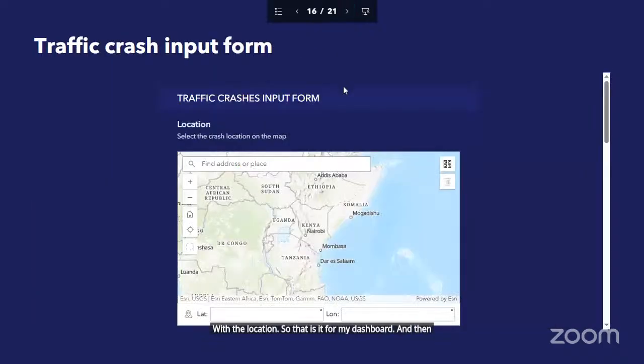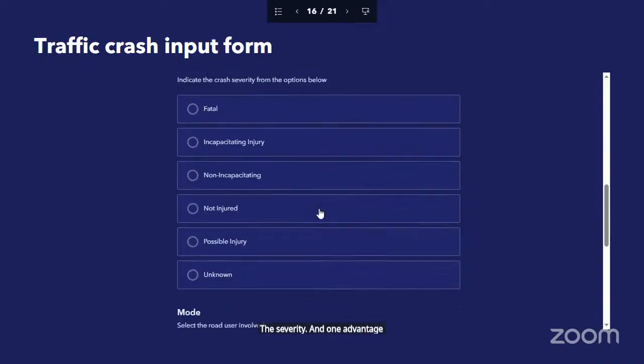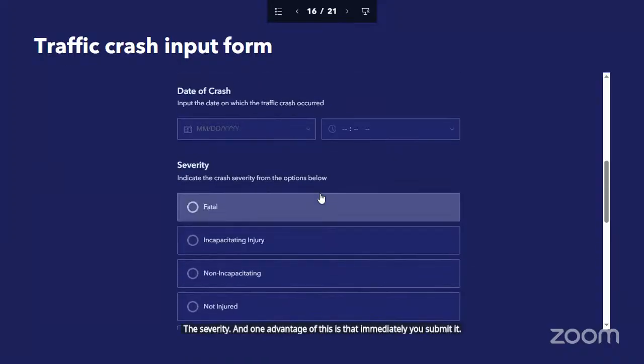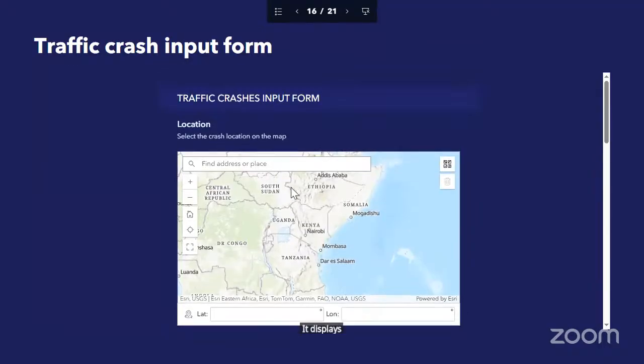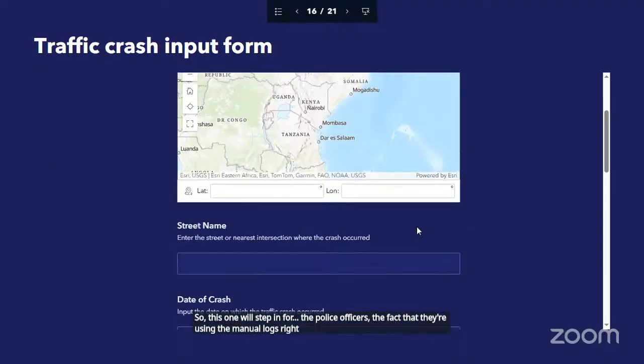And then moving on, the traffic crash input form. The dashboard was just displaying the accidents that have occurred, but now we are stepping in to try and reduce the use of manual logs. This traffic crash input form will enable you to input traffic crashes in real time. You're able to display your location, the latitude, the longitude, the street name, the date of the crash, the severity. And one advantage is that immediately you submit it, it displays on the dashboards, it displays on the app and everything. So this will step in for the police officers, who are using manual logs right now. This can be very useful for them.